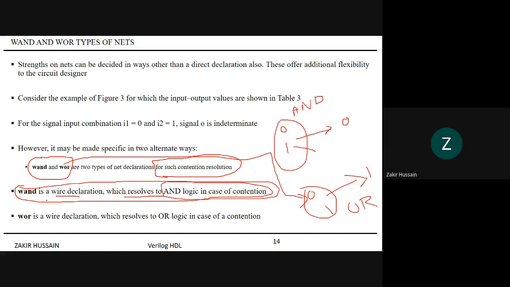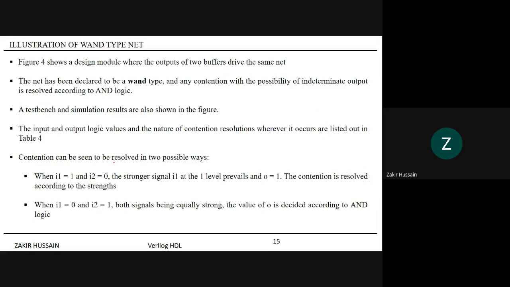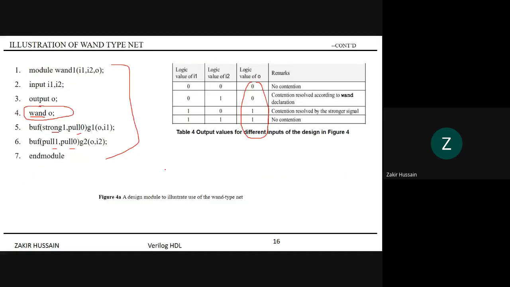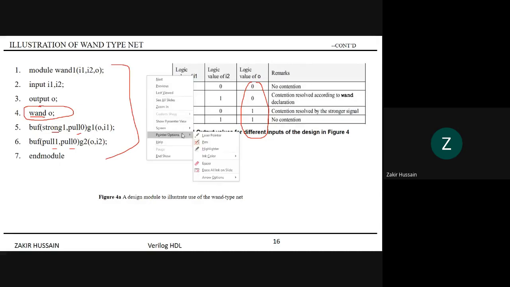So now, the designer has to decide whether the problem needs to be addressed with an AND-based solution or an OR-based solution, depending upon the requirement of the application. They may use this one or this one. So let us see one example, the same example we took earlier, and with this we will wrap up.